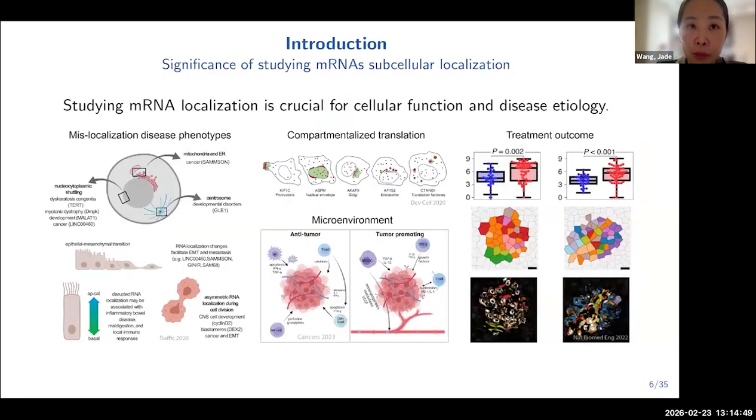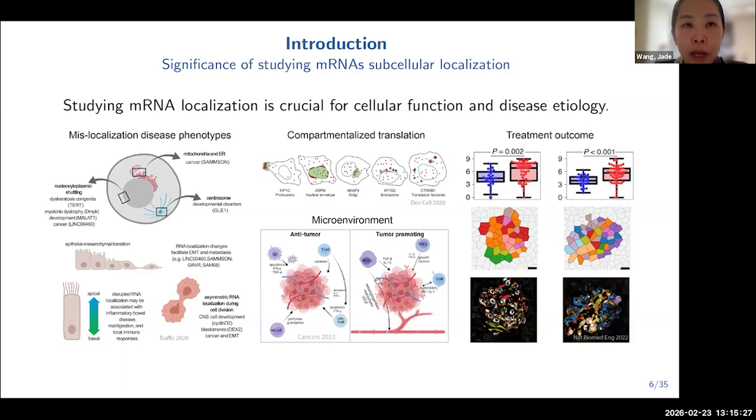So for this project, this data set seems to have potential, and there are a lot of motivations for us to study subcellular localization. For example, there is literature showing that mislocalization of mRNAs can be related to disease, like mitochondrial mislocalization, and some types may be related to unexpected cell division that is related to cancer. Another thing is compartmentalized translation. It's also related to protein localization, which is directly associated with cell function.